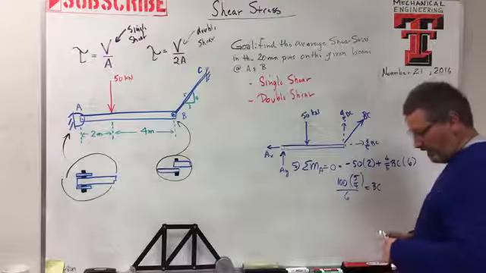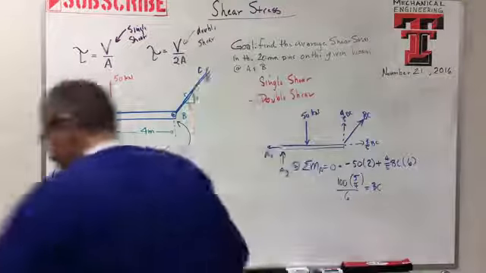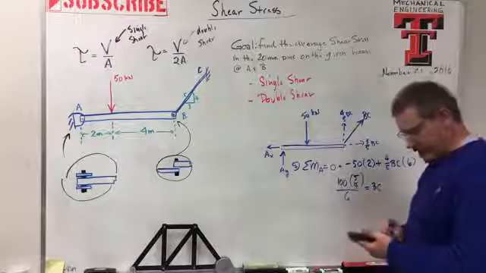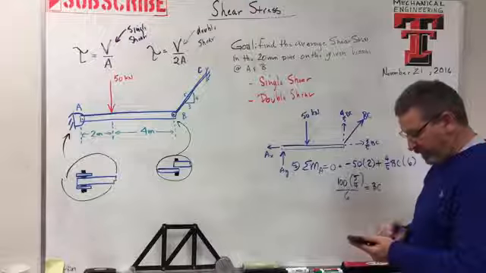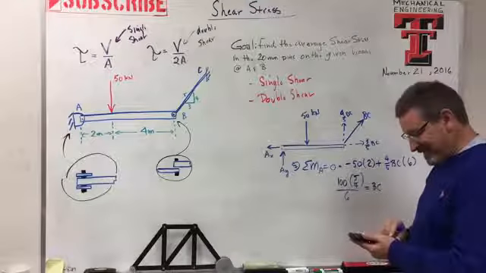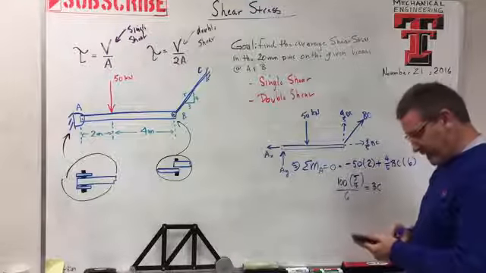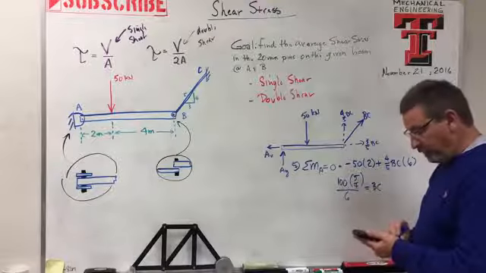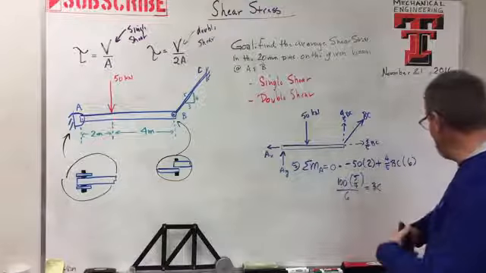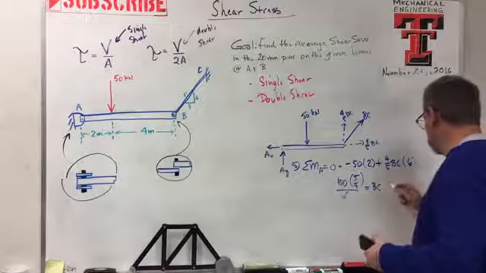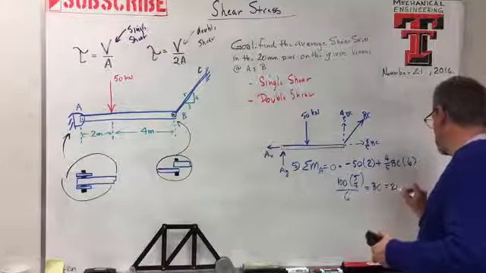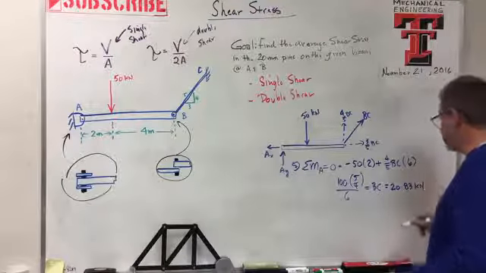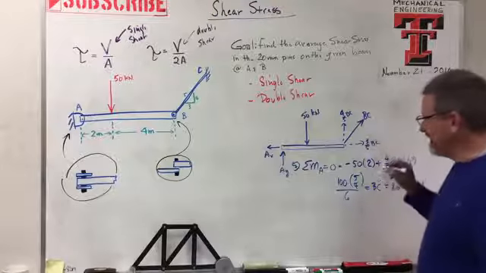That was some algebra. I did all that in one step right there. Okay? Tell me what that is, handy dandy calculator. Okay. 100 divided by 6 times 5 divided by 4 equals 20.83 kilonewtons. That's the force in BC.